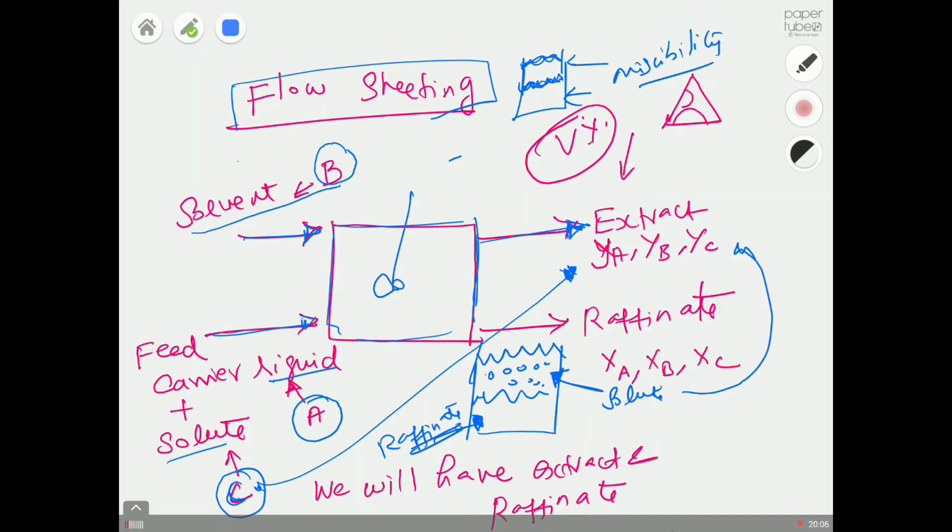So try to follow the red highlighter, whatever I'm going to draw. So what happens is, let me go back.